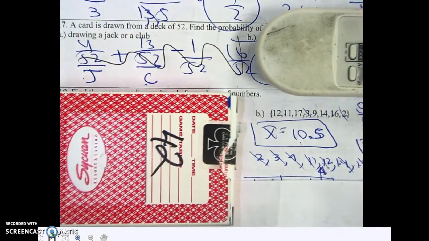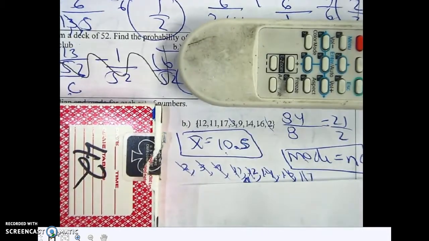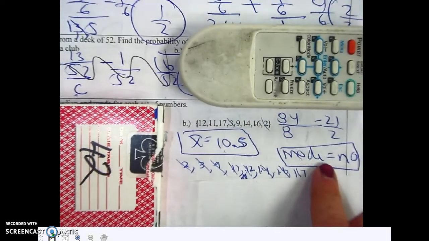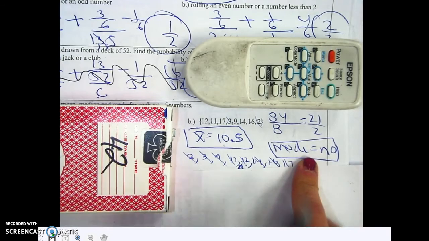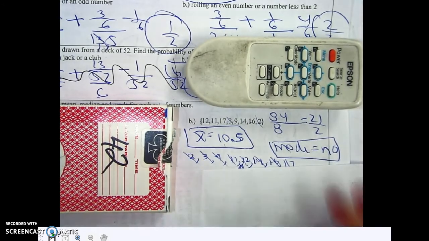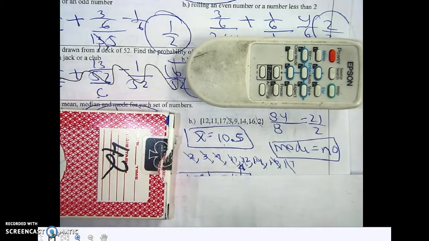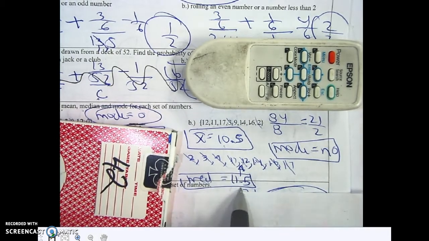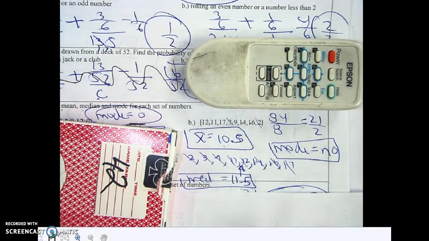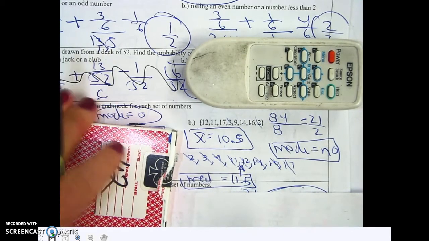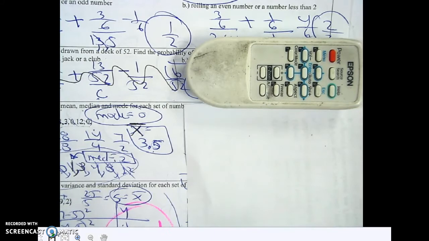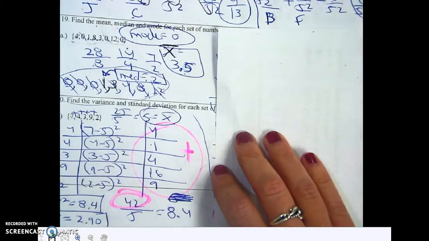Same game over here. The only difference is it's just different numbers. And there is no mode because all the numbers only happen once. And then when I look in the middle of 11 and 12, it tells me the median is 11.5. Okay? Now let's get into standard deviation and variance. So let me move this up for that.